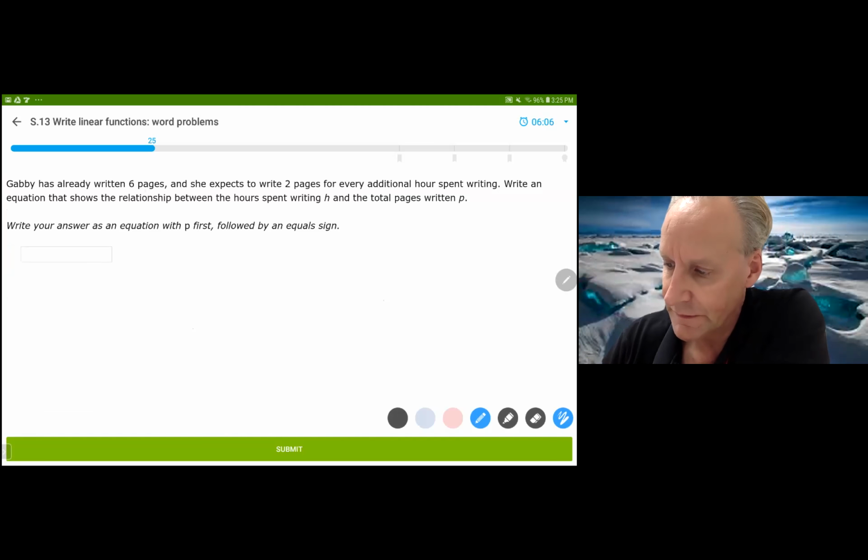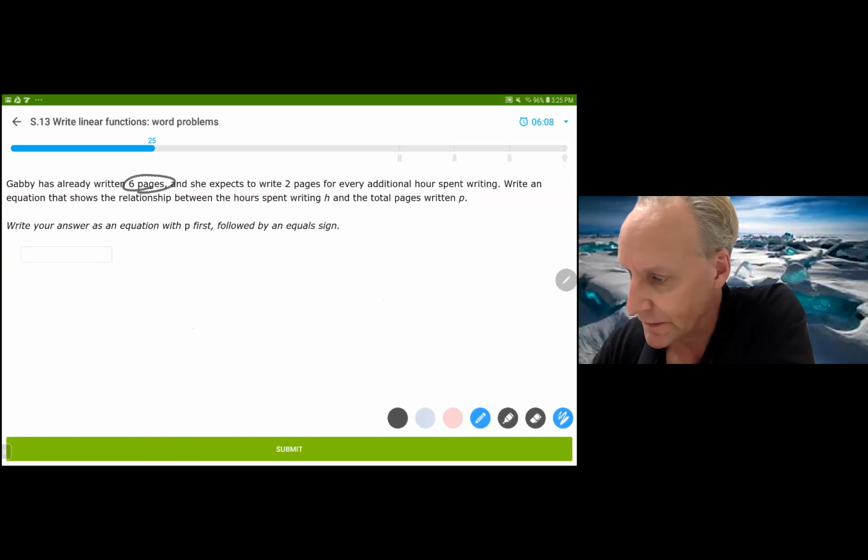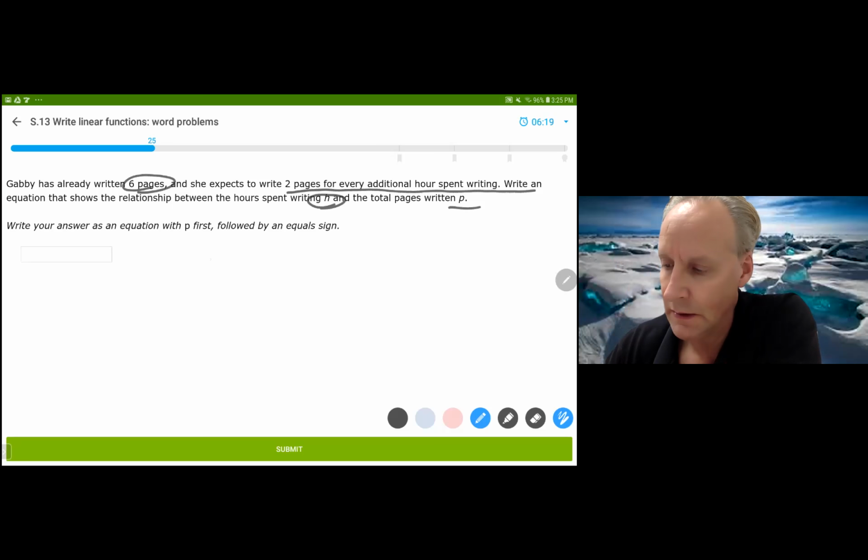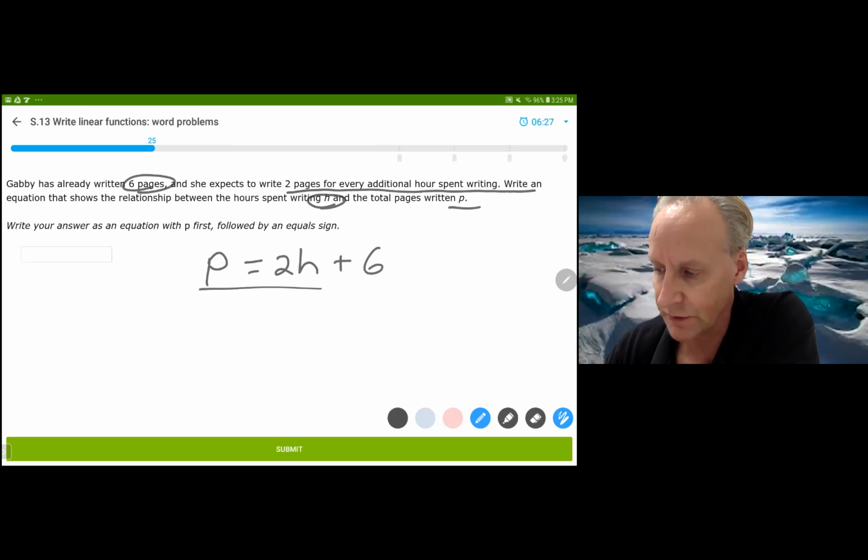Gabby has already written 6 pages. These are definitely positive, and plans to write 2 pages for every additional hour she spends writing. So H is the hours she's going to spend writing, and P is the total pages written. So it's P, the number of pages, is equal to 2 times the number of hours plus 6 pages originally.